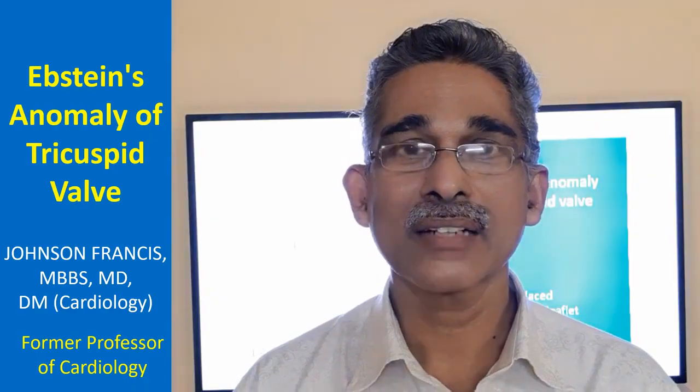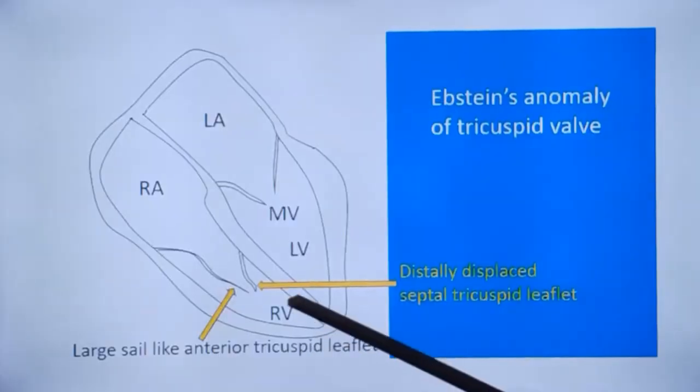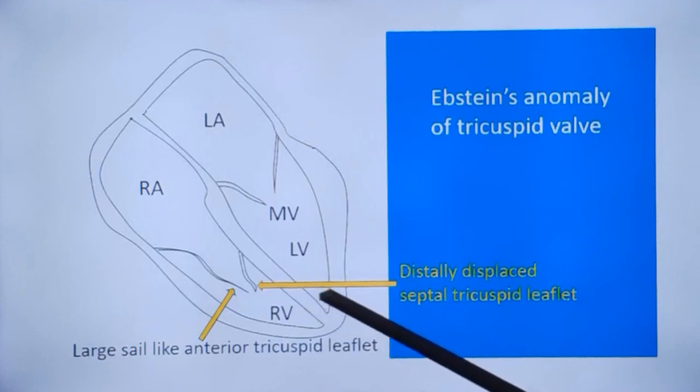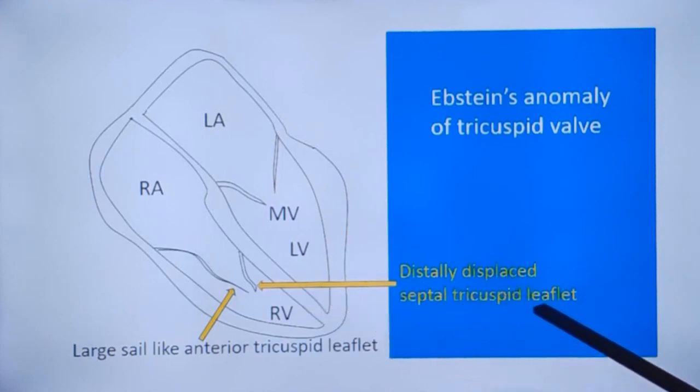Ebstein's anomaly may be associated with atrial septal defect or patent foramen ovale in about 50% of cases. The cyanosis in Ebstein's anomaly is usually not due to pulmonary hypertension, but because the tricuspid regurgitation jet is directed across the atrial septal defect. This is the diagrammatic representation of distal displacement of septal tricuspid leaflet.